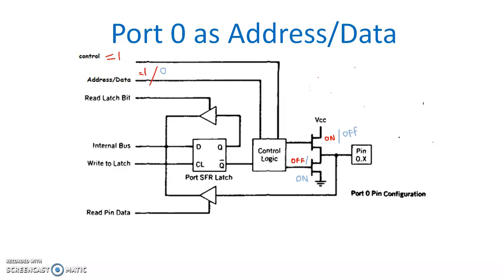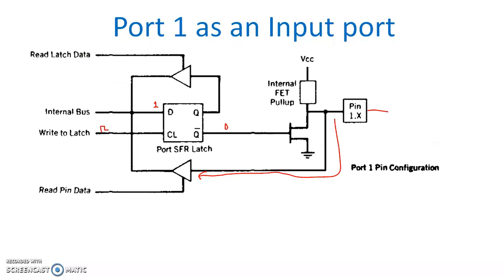Next, port 1 as an input port. We know that port 1 is only a standalone port; it doesn't have any multiplexed function. So if I have to use this as an input port, I should write 1 and give the write to latch signal.